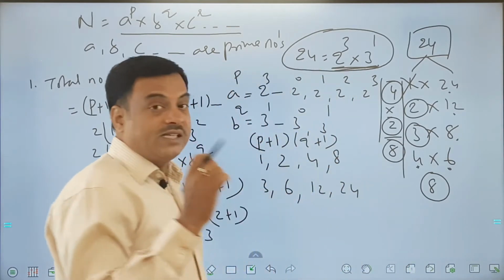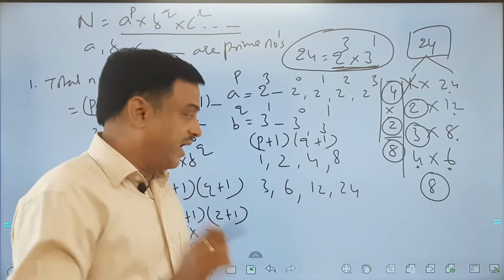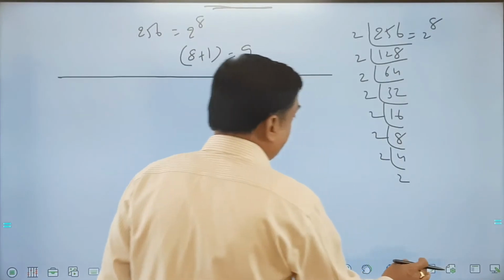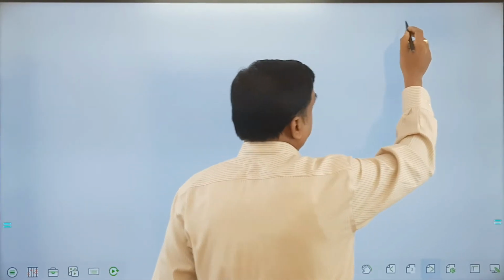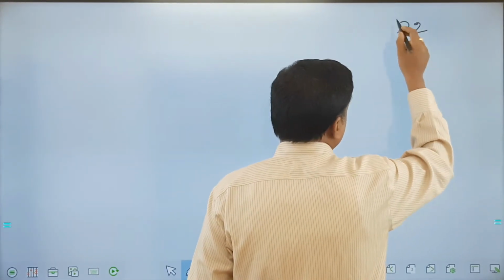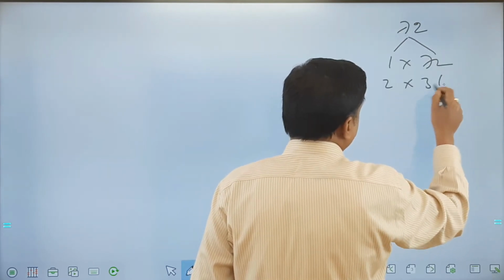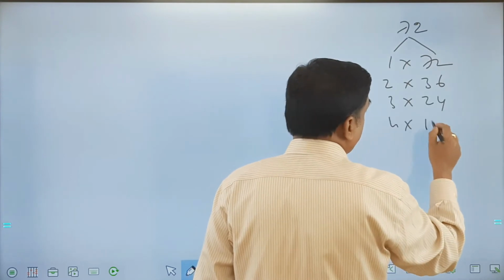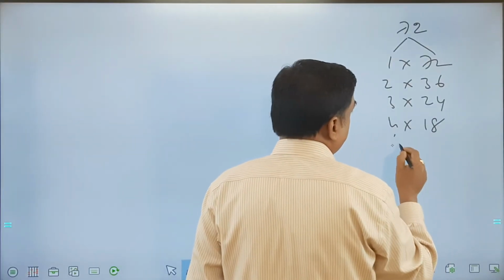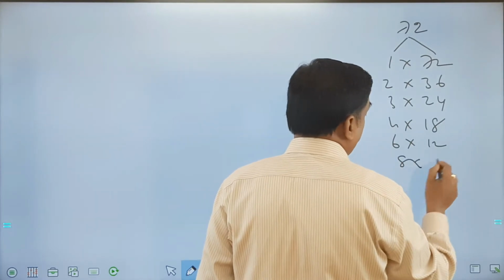Next, there can be some other type of questions. Find the number of odd factors. I'll take a reference every time, my friend. I'll take another number here, for example 72. 1 into 72, 2 into 36, 3 into 24, 4 into 18, 5 is not a factor, 6 into 12, 7 is not a factor, 8 into 9.